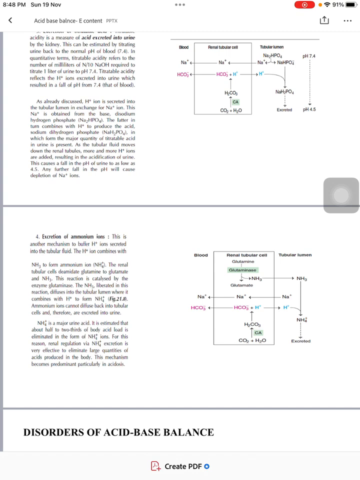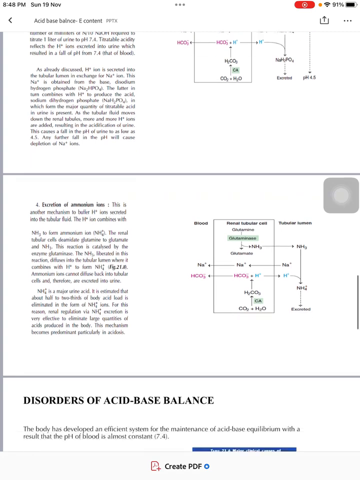As the tubular fluid moves down the renal tubules, more and more H plus ions are added, resulting in the acidification of urine. This causes a fall in the pH of urine to as low as 4.5. Any further fall in the pH will cause depletion of sodium ions.